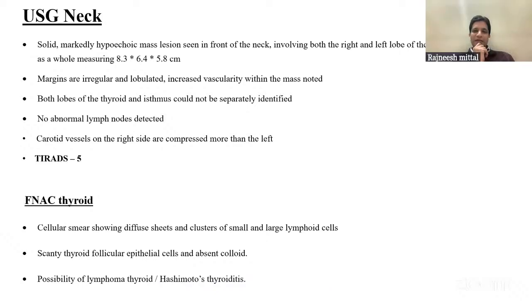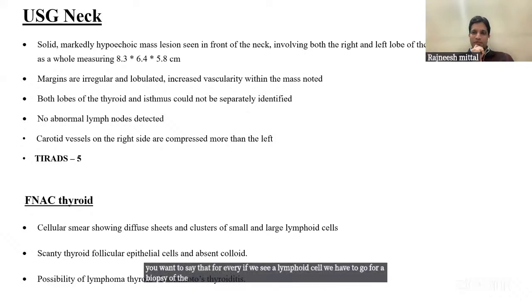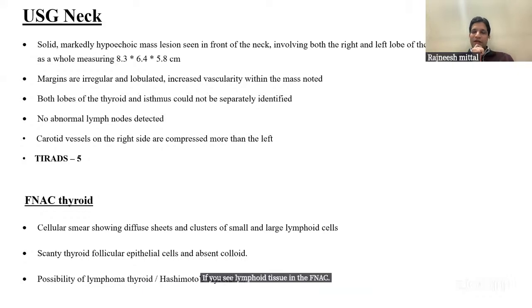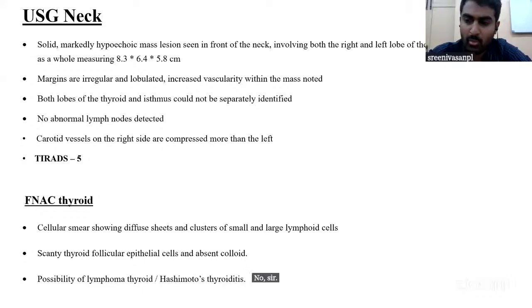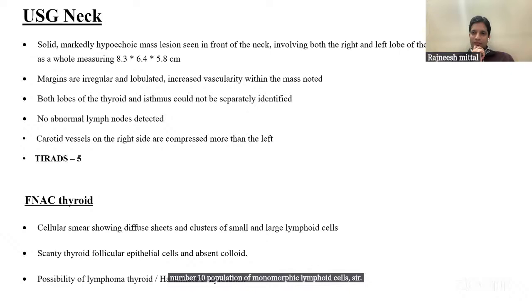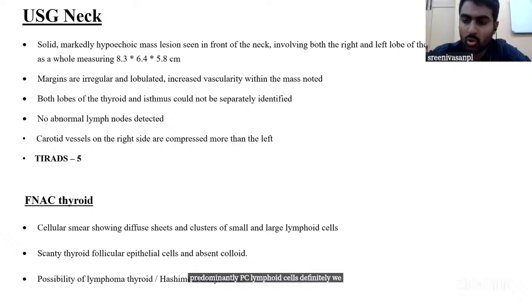Okay, so basically the message is that if we see a lymphoid cell in the FNAC, we have to go for a biopsy of the thyroid gland or the nodule? No, no, sir. Any specific abundant population of monomorphic lymphoid cells, sir. Right? Predominantly, if you see lymphoid cells, definitely we have to go for a true-cut or core biopsy.